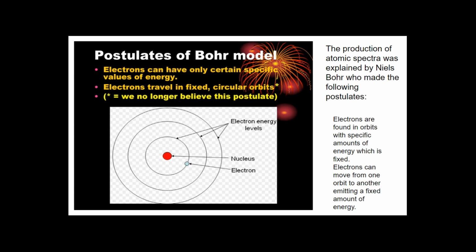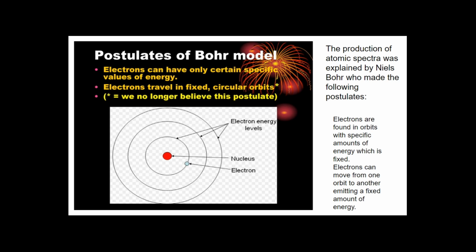But the pattern of distribution of lines was explained by Bohr using the Bohr model of the atom, which says that electrons can only have specific energy values. Electrons travel in fixed circular orbits. So electrons will travel in an orbit, and when they are in an orbit, they will have a specific amount of energy, and this energy remains constant. It doesn't radiate energy, as you'd expect in classical physics. It just has a constant amount of energy when it's in one orbit.